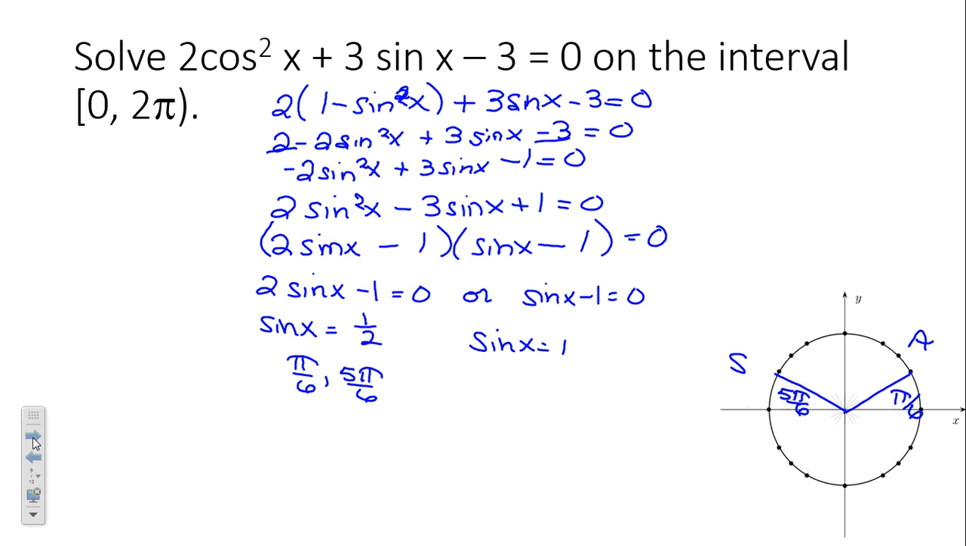And where's the sine 1 at? Pi over 2. Because it starts at 0 and it goes up to 1. And it's the y value, that's the point 0, 1. Always in radians, especially when the domain's given in radians. Okay.